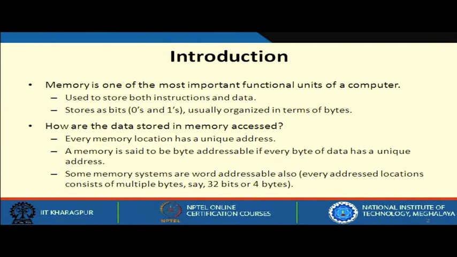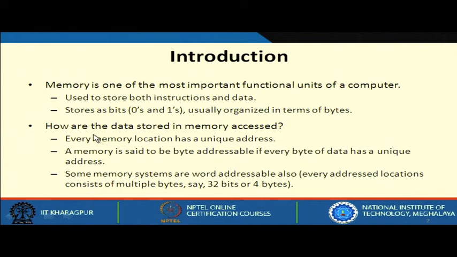So, memory is one of the most important functional units of a computer. We all know that it is used to store both instructions and data, and it stores bits like zeros and ones. As we have already seen how we encode an instruction with bits of zeros and ones, in the memory location, when we say we store both instructions and data, those instructions and data are organized in bits of zeros and ones, and they are usually organized in terms of bytes.